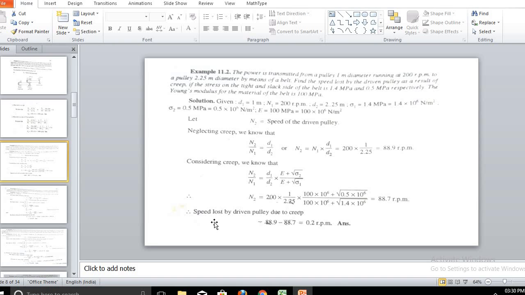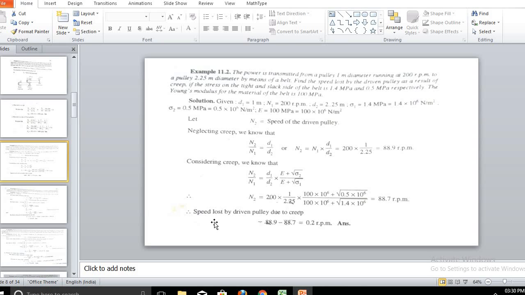This is another example. In this example, the power is transmitted from a pulley 1 meter diameter running at 200 rpm to a pulley 2.25 meter diameter by means of a belt. Find the speed lost by the driven pulley as a result of creep.